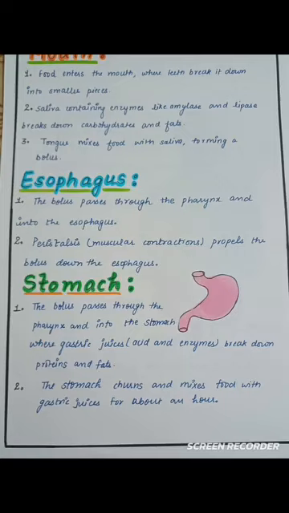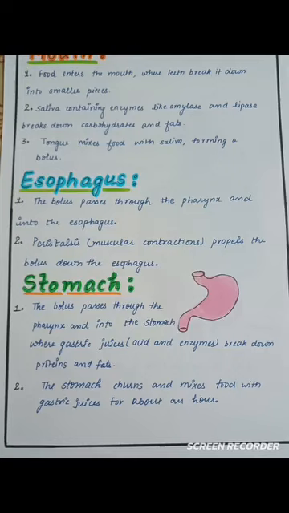Peristalsis, that is muscular contraction, propels the bolus down the esophagus. The muscular contractions that happen here help in the movement of food from the esophagus to the stomach. So now the food enters the stomach, where gastric juice, the juice that contains acid and enzymes, breaks down proteins and fats.